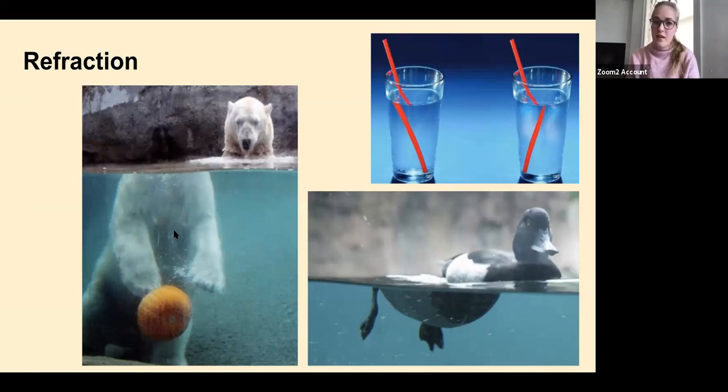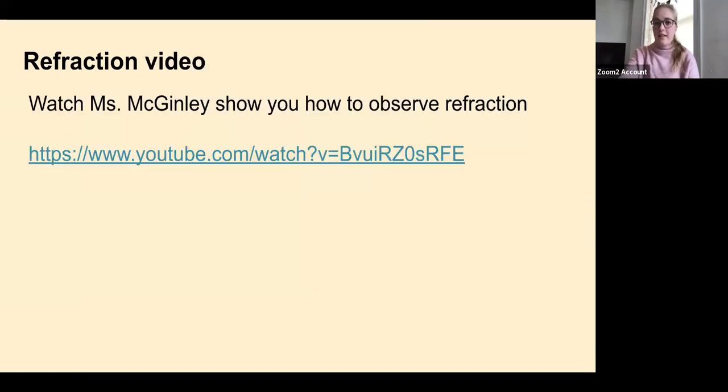Great. So this is what explains why things look funny when half of it is above the water and half of it is below the water. That's because the light ray changes direction as it crosses the boundary between two media. So when we're looking at this polar bear, the light is coming straight at us from the air, but it's changing direction when it goes from the water to the air. So it looks like its head and body are in a different place. And the same thing happens when we're looking at the duck and when we're looking at the straw in the water.